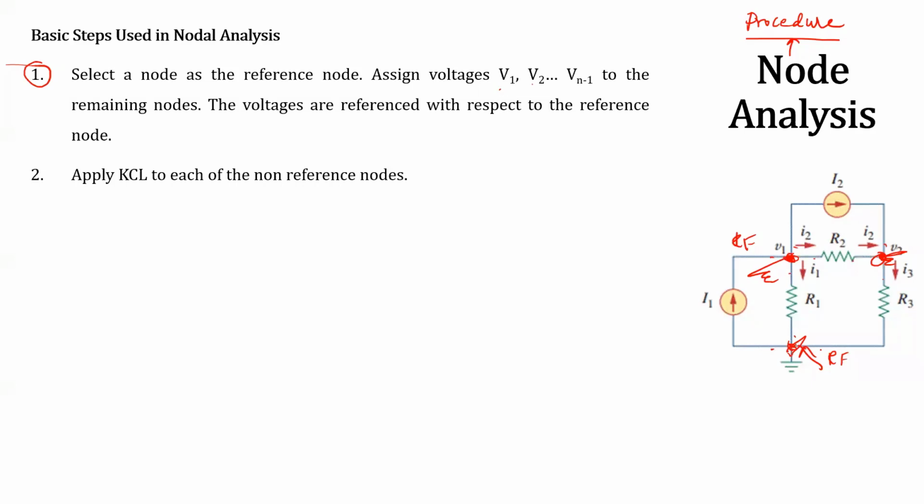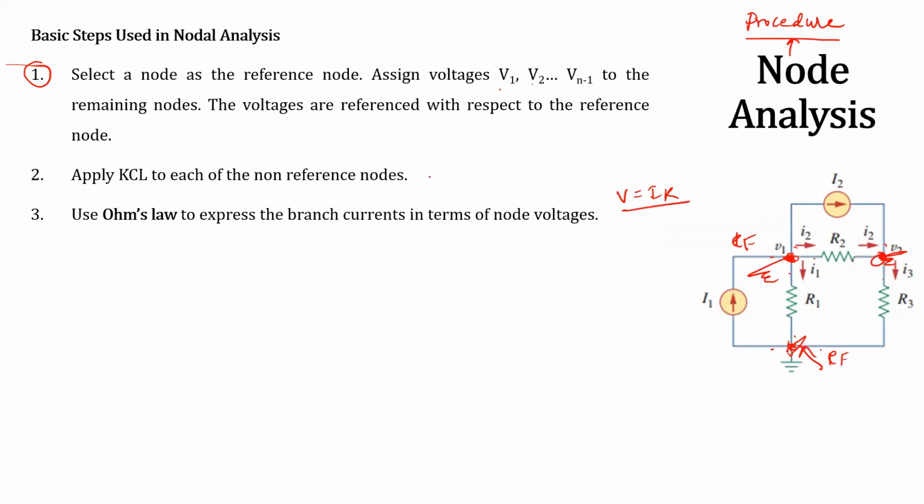All right. Later, apply KCL to each of the non-reference nodes. The second procedure is to apply KCL to each of the non-reference nodes. All right. Here in this circuit, we need to apply two KCLs because we do find two non-reference nodes. The third point, use Ohm's law to express the branch currents in terms of node voltages. What is Ohm's law here? Ohm's law is V equals I into R. So after applying the KCL at non-reference nodes, convert I in terms of V by R format.